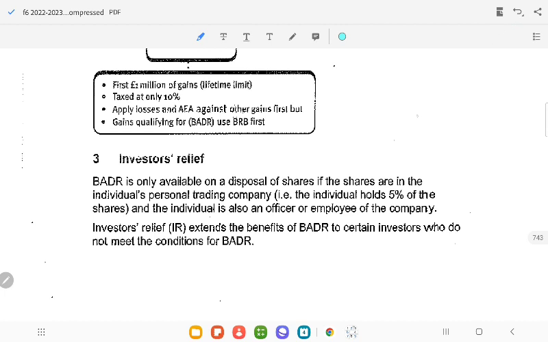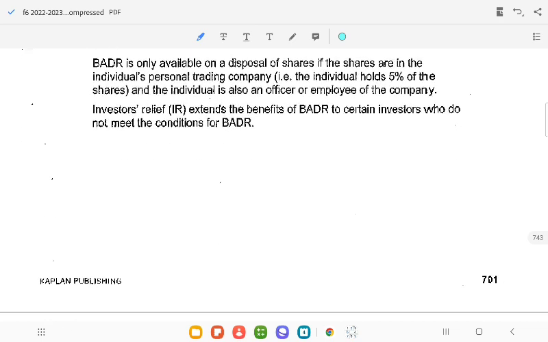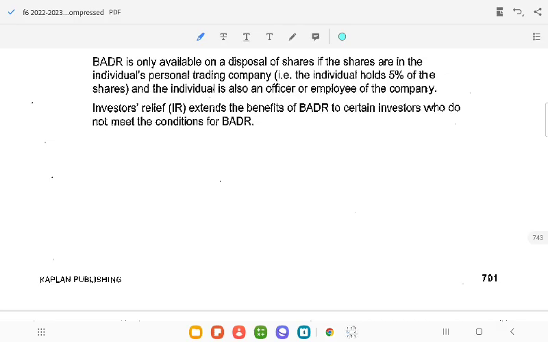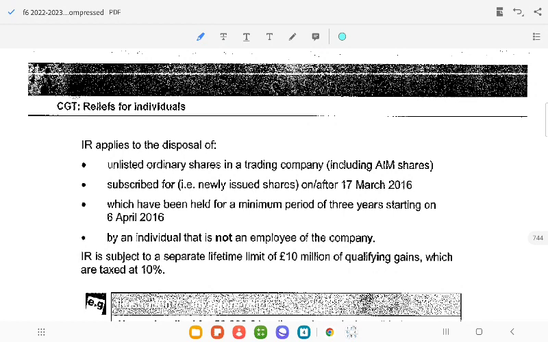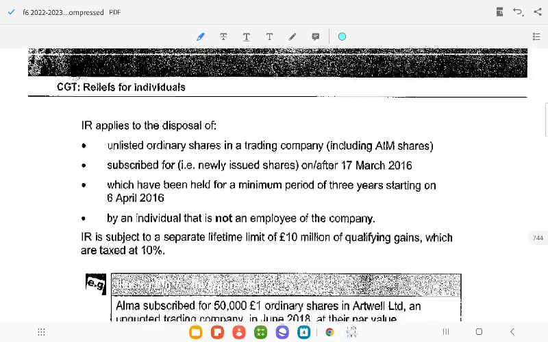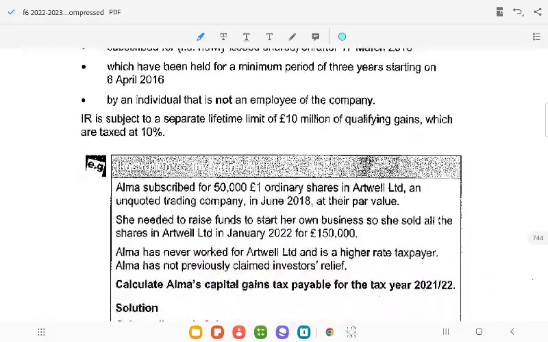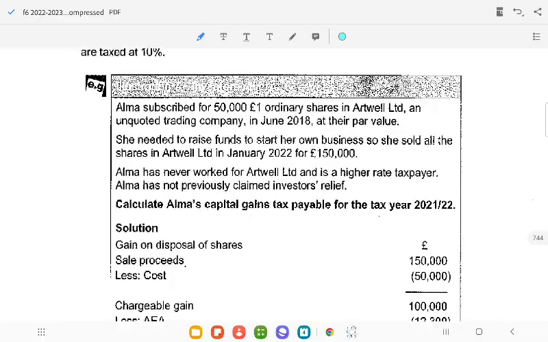Now, about investor relief. BADR is only available on disposal of shares if the shares are in an individual's personal trading company. Investor relief extends the benefit of BADR relief to certain investors who do not meet the condition of BADR relief. It applies on the disposal of unlisted ordinary shares in a trading company which are subscribed on or after 17th March and which have been held for a minimum 3-year period which starts from 6th April. And here the condition to be an employee is not necessary. Investor relief is subject to a separate lifetime limit, and that is 10 million. On this 10 million, 10% tax would be charged.